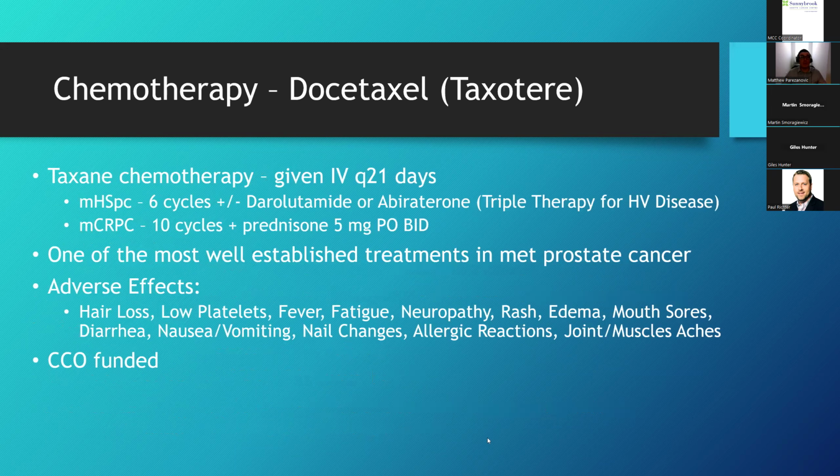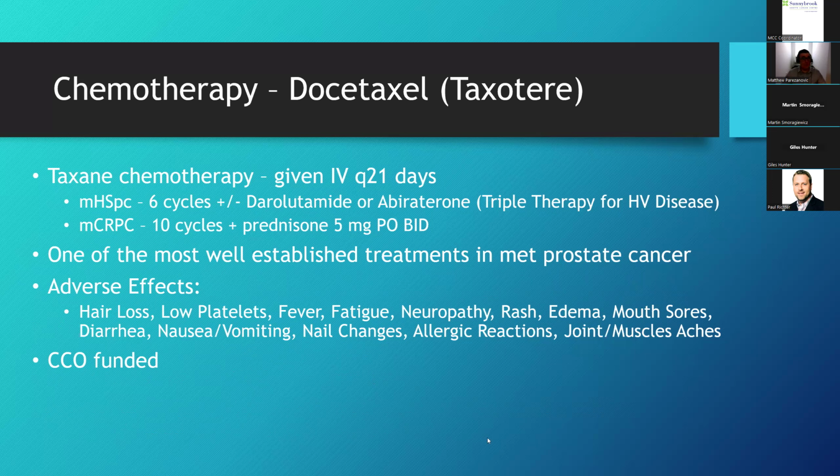I'll talk about chemotherapies. So we do use docetaxel, or Taxotere. This is a taxane-based chemo. It's given IV every 21 days. In the hormone-sensitive phase, 6 cycles plus or minus darolutamide or abiraterone in the triple therapy setting for high-volume disease, or for metastatic castrate-resistant, 10 cycles plus prednisone. It's one of the most well-established treatments of metastatic prostate cancer.